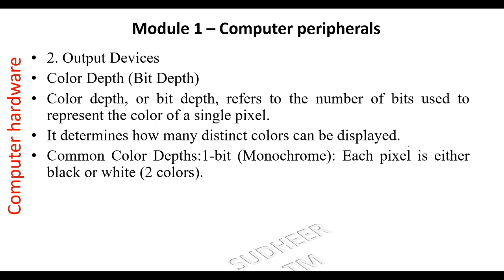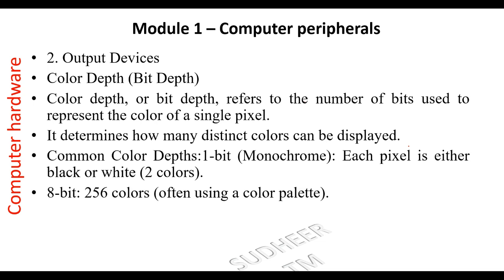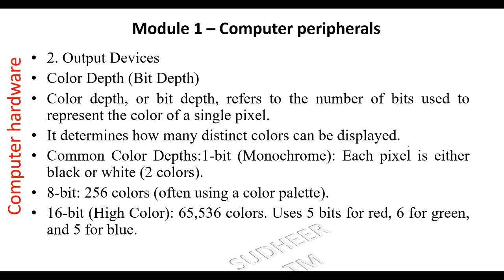Either it is off or on. That's black or white. Each pixel is either black or white, 2 colors. 8 bit, 256 colors, often used in color palettes. 16-bit high color, 65,536 colors, and it uses 5 bits for red, 6 for green, and 5 for blue.